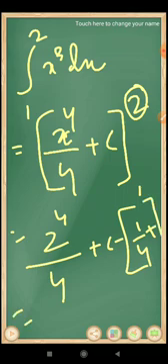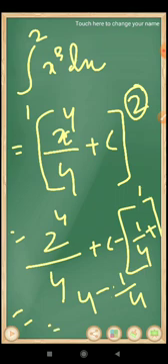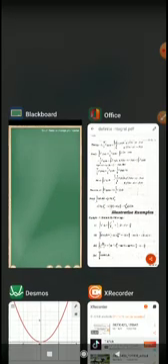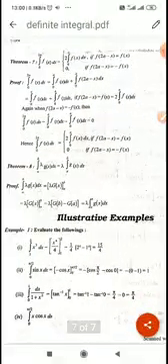So 2 to the power 4 is equal to what? 16. 16 by 4 is equal to what? 4, plus 1 by 4. No, not plus, actually it is minus. So 4 minus 1 by 4 is equal to 16 minus 1, which is 15 by 4. Answer is 15 by 4. Okay, so this is the answer. We have got 15 by 4.